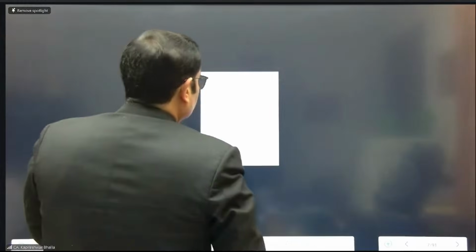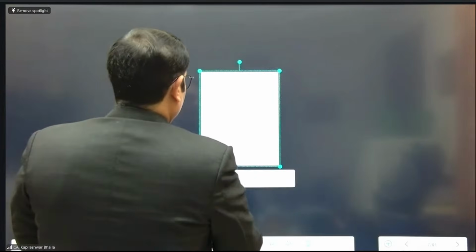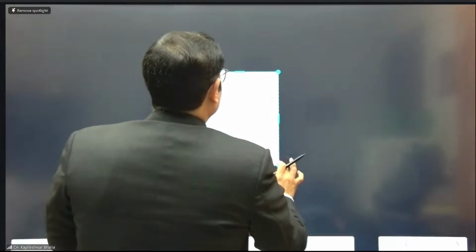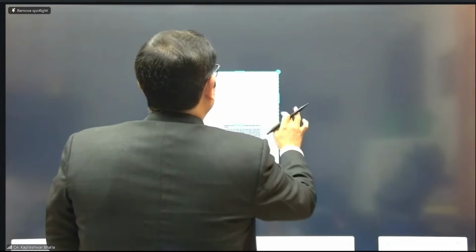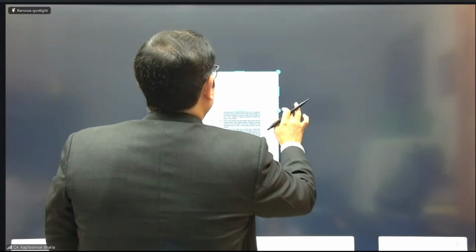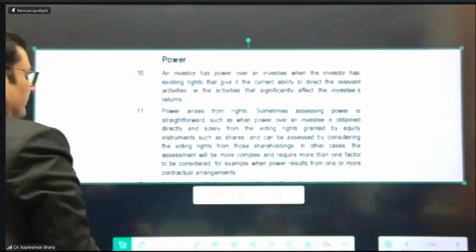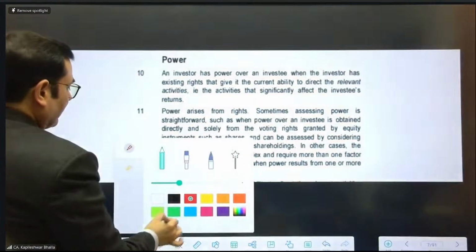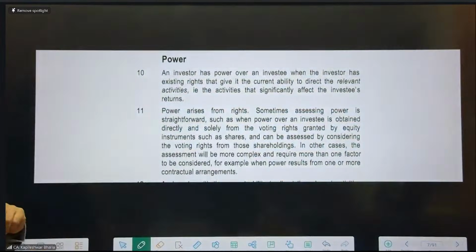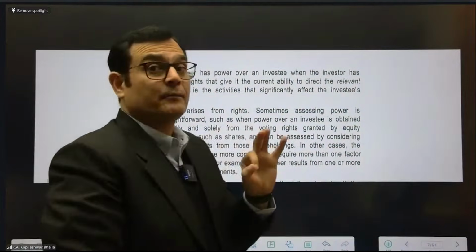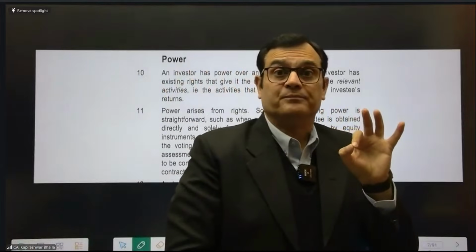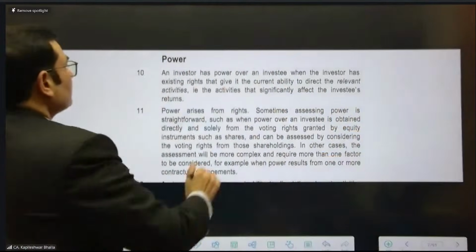Let's go ahead. Now, I'm going to give you something more in terms of power. So let me just take you to what para number 10 and para number 11 tell you. I'm just reading the inputs in terms of para number 10 and para number 11. So we're now concentrating on step 1, power, only power. Now let's see the power.